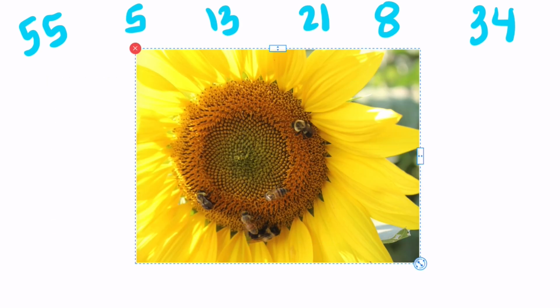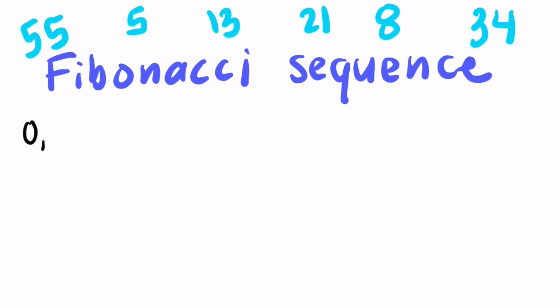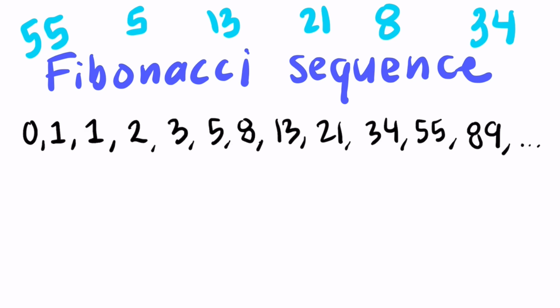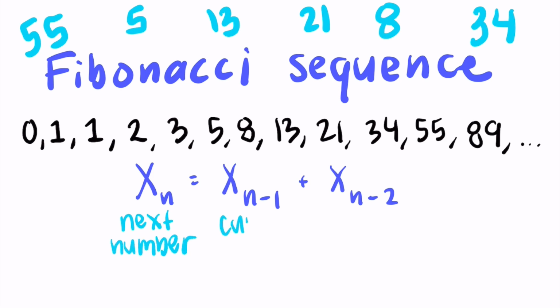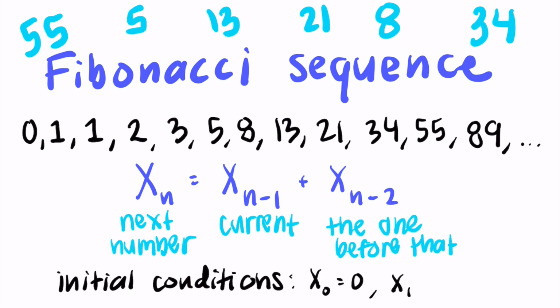But why is this? You might recognize that these numbers are part of the Fibonacci sequence. Let's start with 0 and 1. Then the next number is the sum of the last two numbers. So from this, the next number is 1, then 2, then so on. This is defined by the equation where the next number equals the current number plus the number before that, with the first two numbers being 0 and 1.